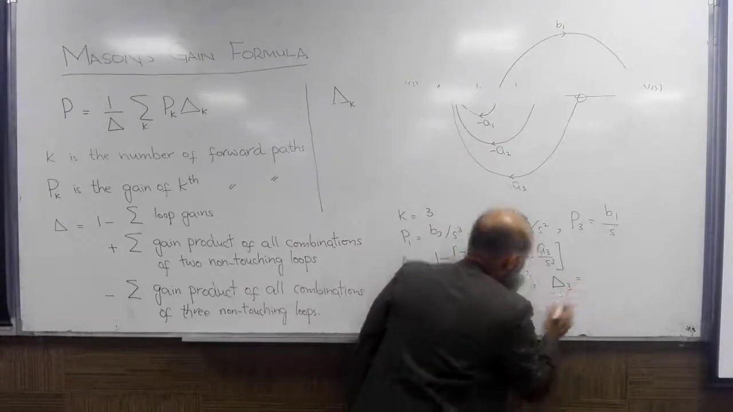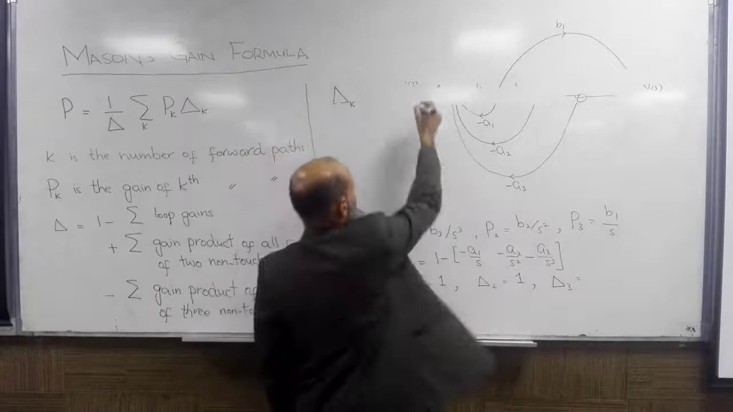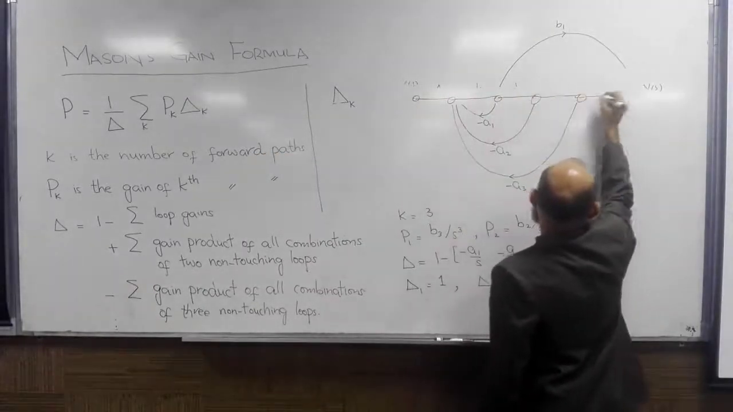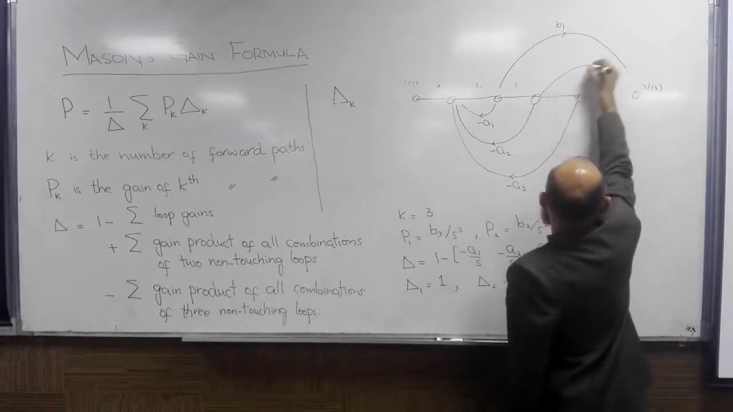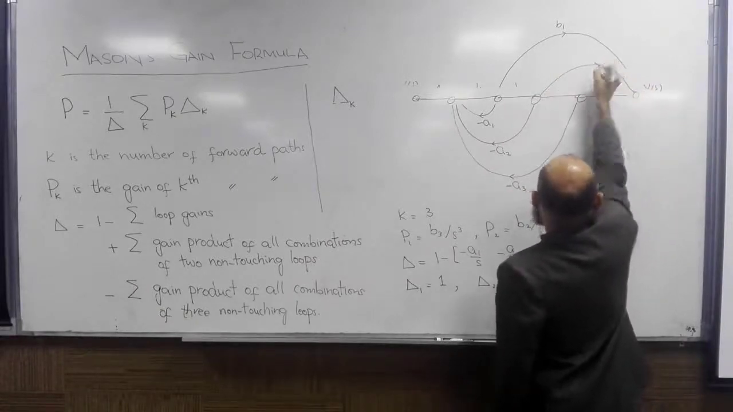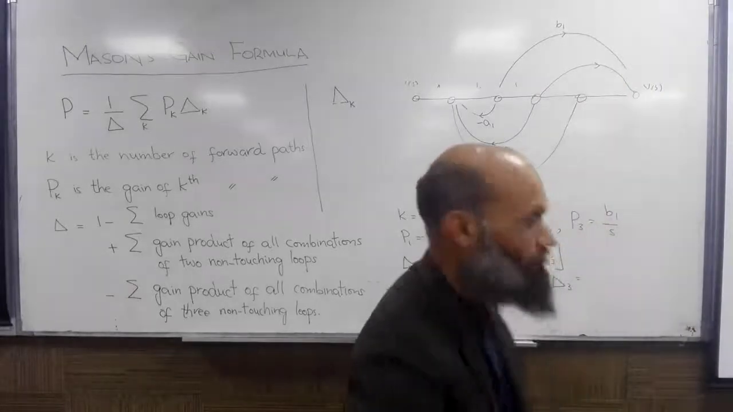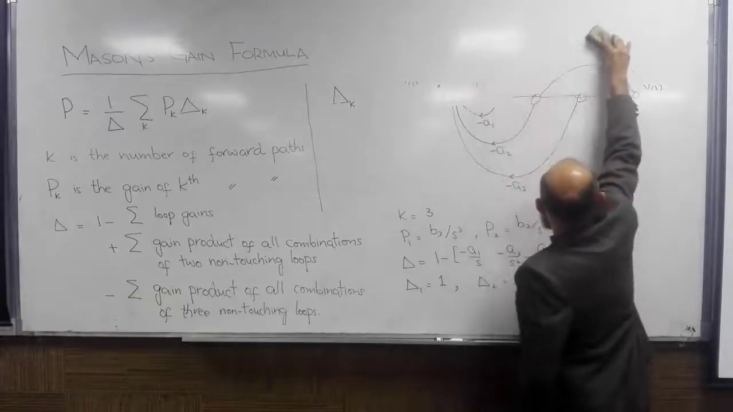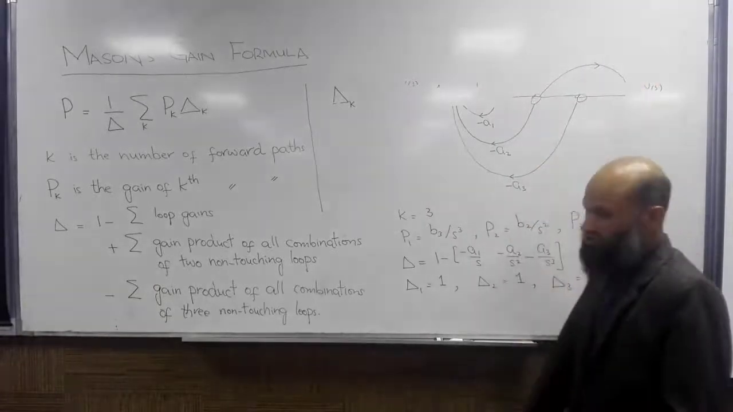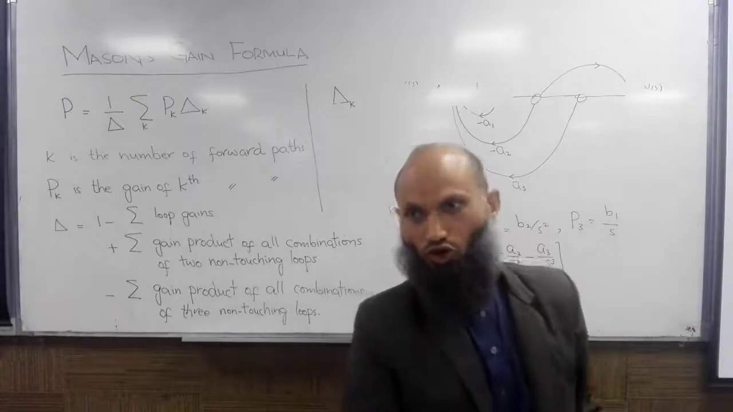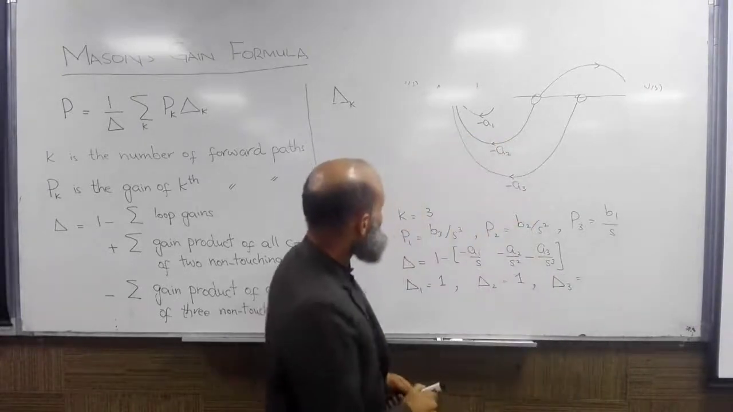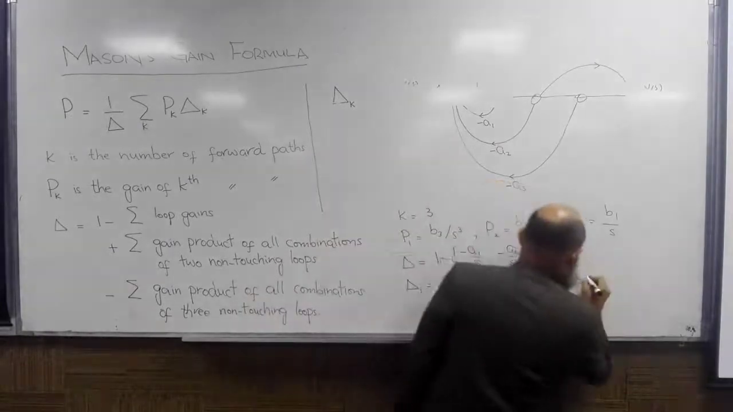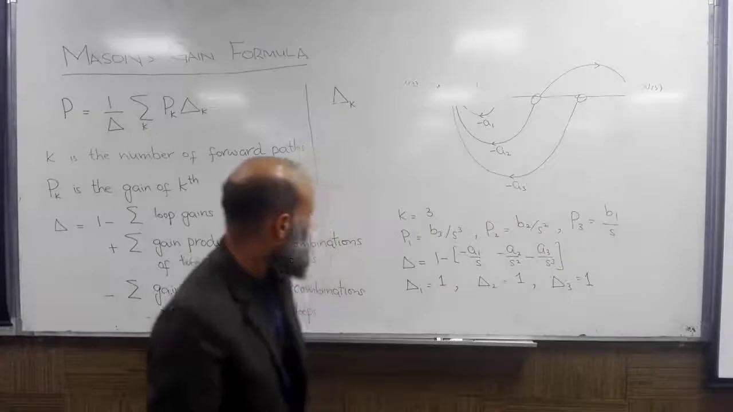And what about delta 3? We restore this path and remove the third forward path. And by removing the path, we not only remove branches but also nodes in that particular path. So how many loops? There is again no loop. So delta 3 is also equal to 1.